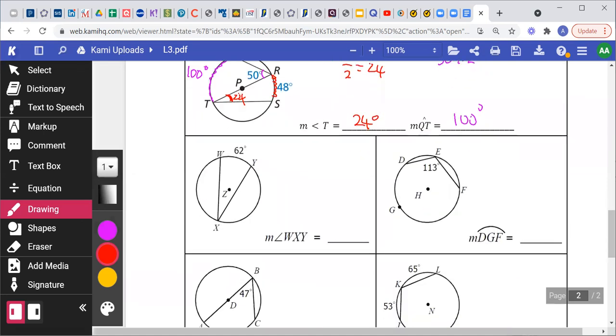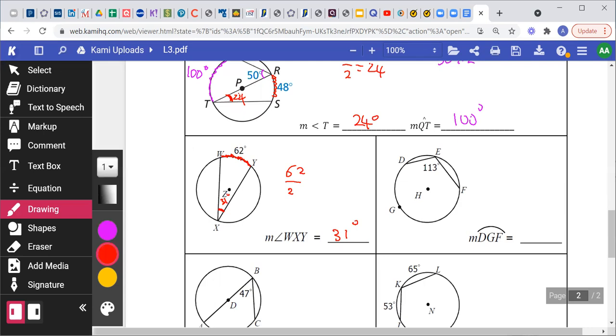The next problem, the information we have at hand is that this intersected arc is 62, and we want to find the measure of WXY. So this is an inscribed angle. We know an inscribed angle is always half of the intersected arc. Since the intersected arc is 62, 62 divided by 2 is 31. So this angle becomes 31.